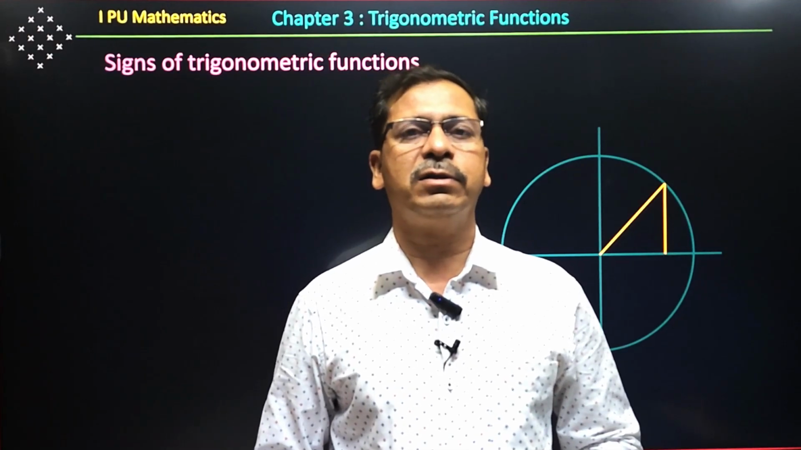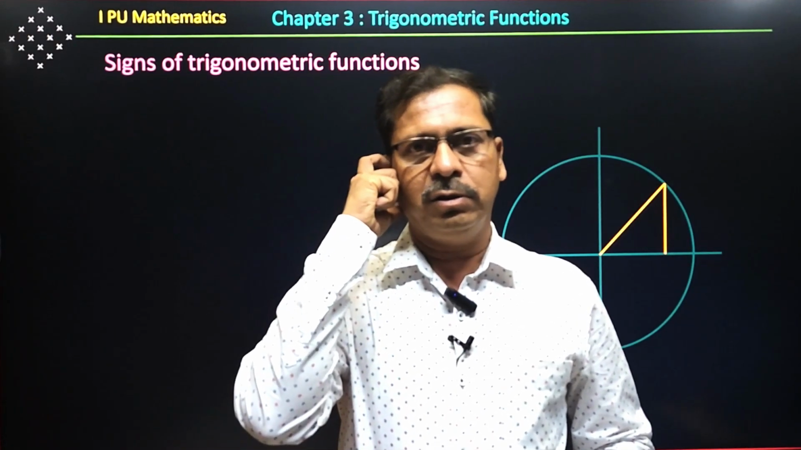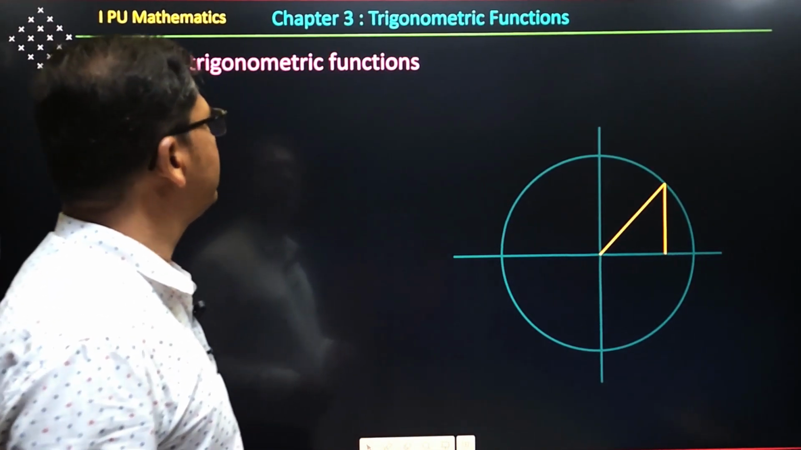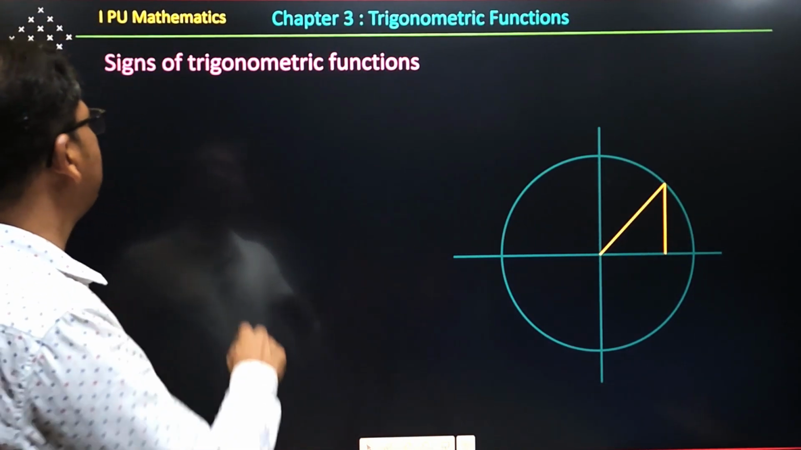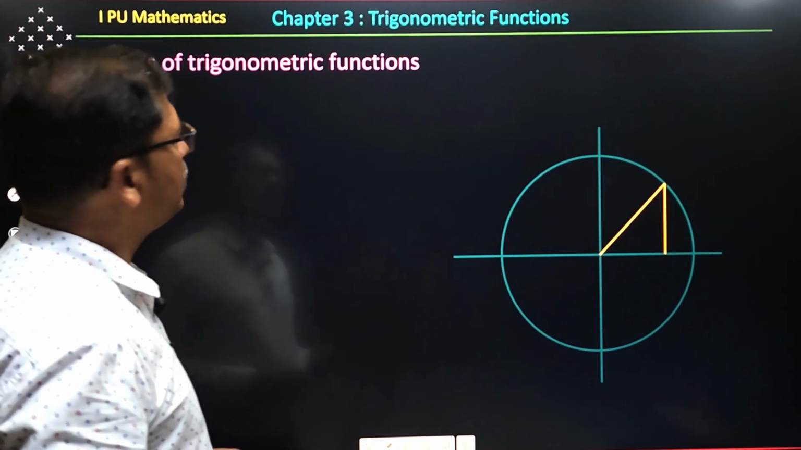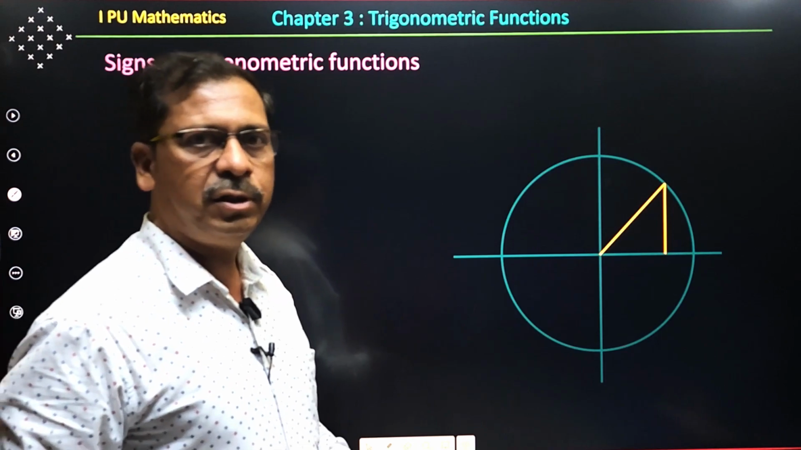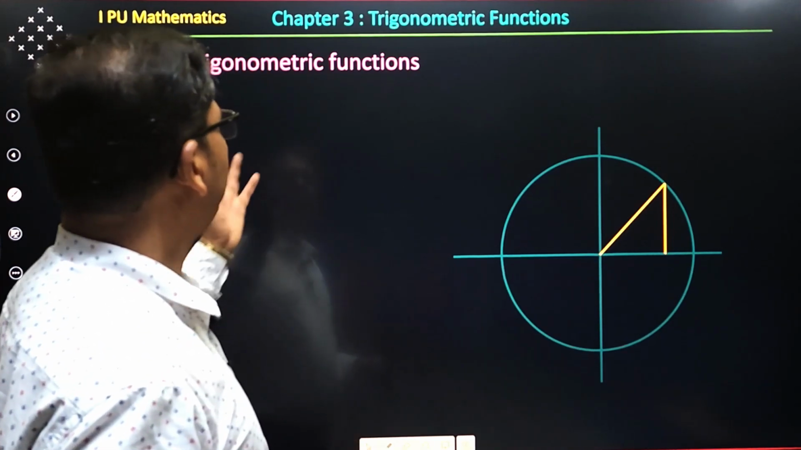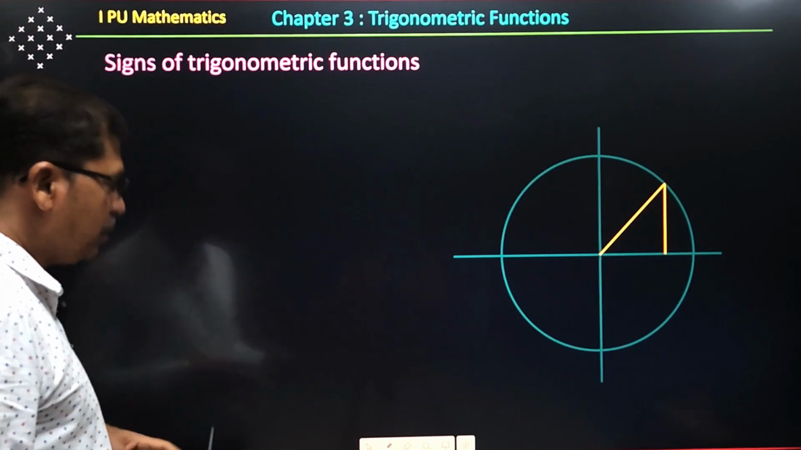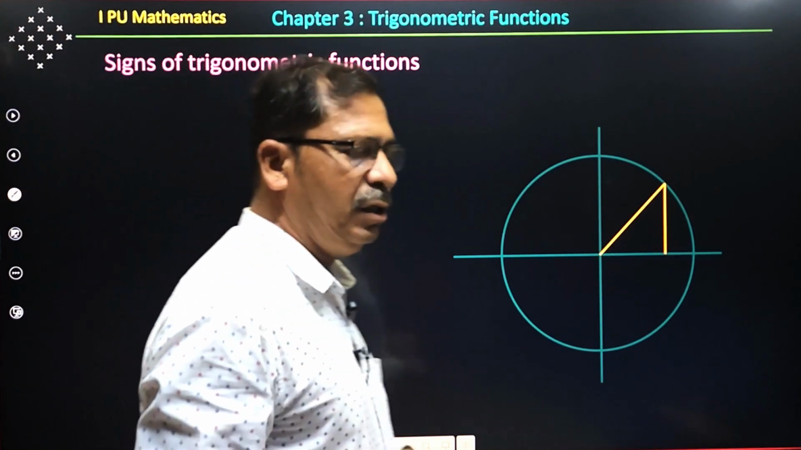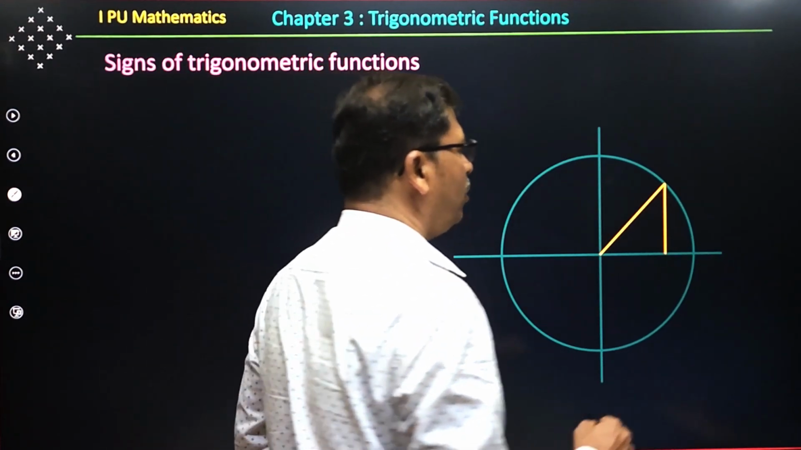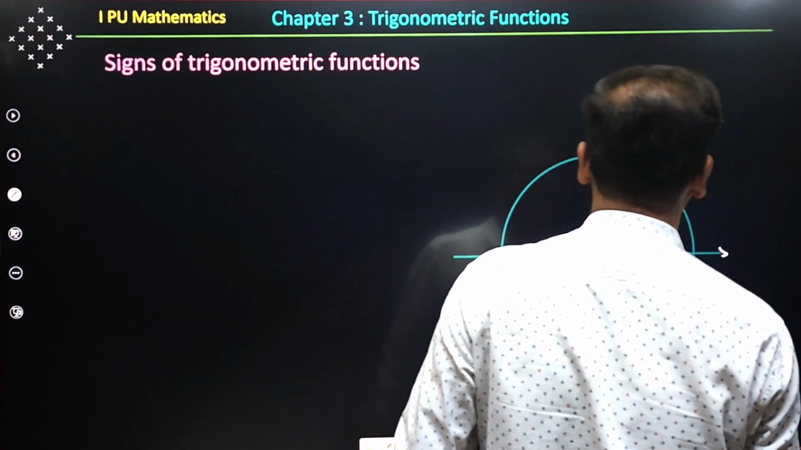Let me continue our next class on trigonometry. In today's class, we mainly discuss some very essential and important theoretical parts. The first concept in today's discussion is signs of trigonometric functions. See, in different quadrants the trigonometric ratios have different signs.